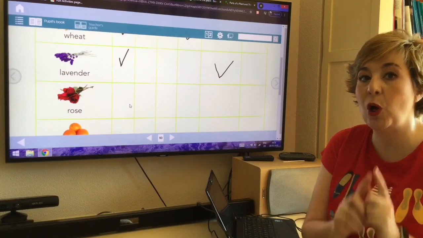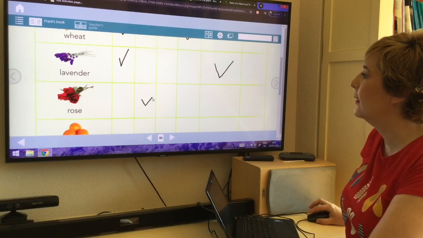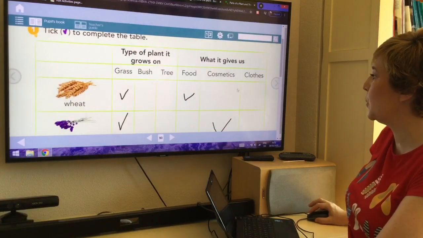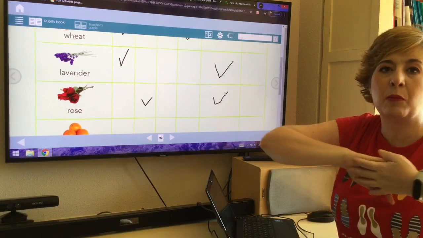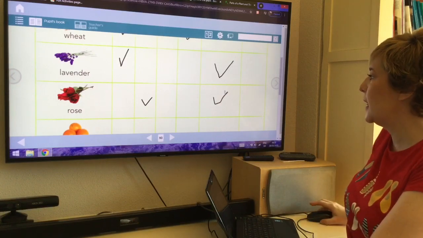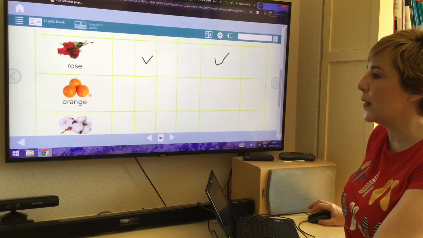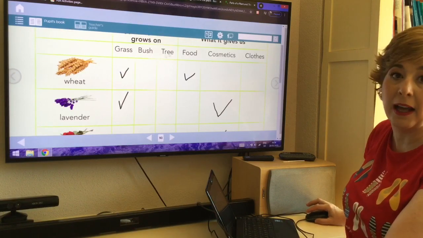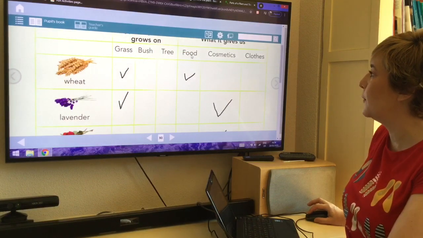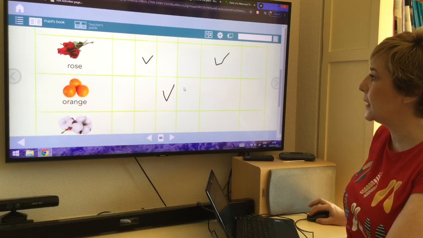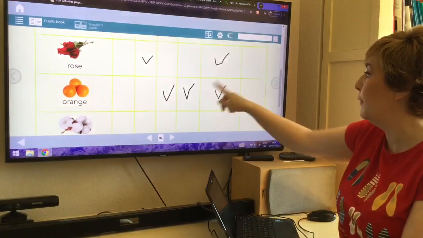A rose. A rose is a bush, un arbusto. So we go to the second one and it gives us food, cosmetics, or clothes. You know, cosmetics, it gives us perfume and soaps and moisturizing lotion, and it gives us many things with a very pleasant perfume. And an orange. An orange is a tree, an orange tree. So we have put the tick in the third one. And what does it give us? Food, cosmetics, or clothes? It gives us food and it also gives us cosmetics. There are many creams and cosmetics made of orange.